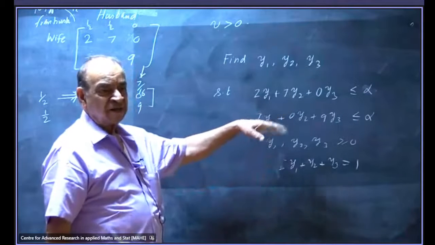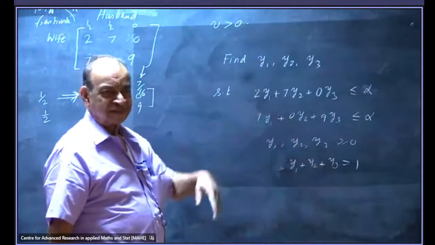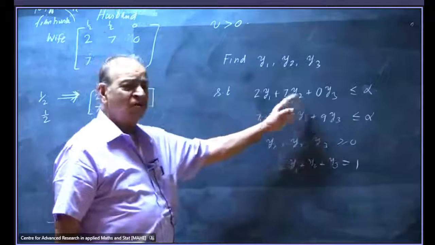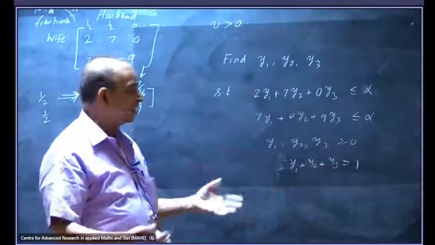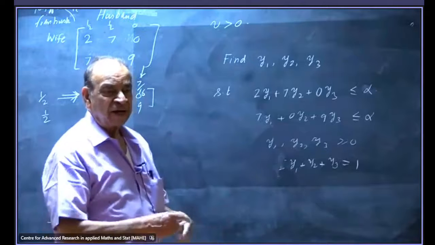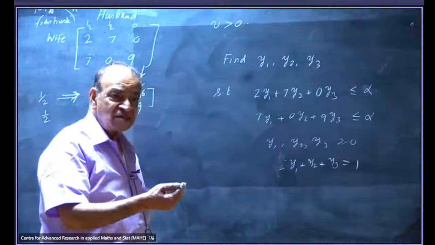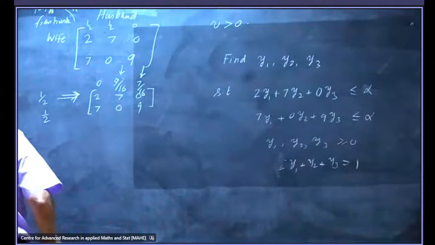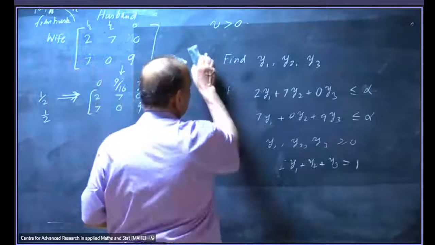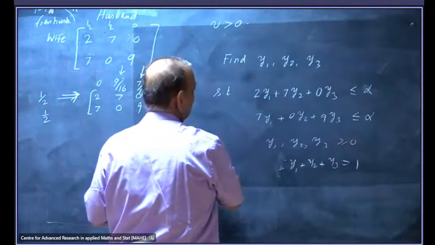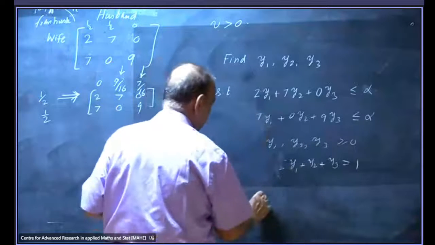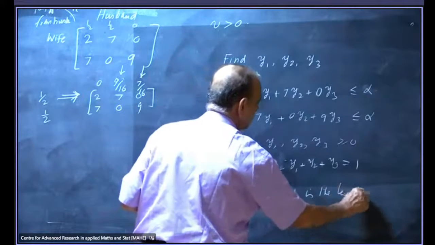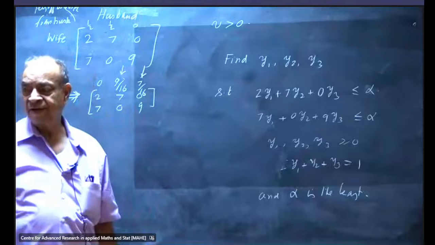For some alpha, suppose you put alpha as 10,000, you can always get it. Okay? If you put alpha equal to 10,000, you can put any Y1, Y2, Y3 and this condition will be automatically satisfied. And I want that alpha to be as small as possible. So my idea is to find Y1, Y2, Y3 such that this is true and alpha is the least.